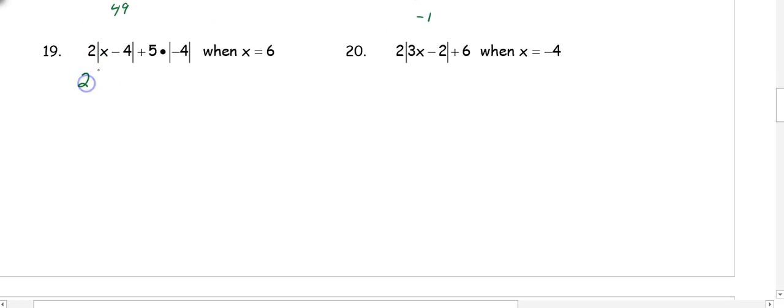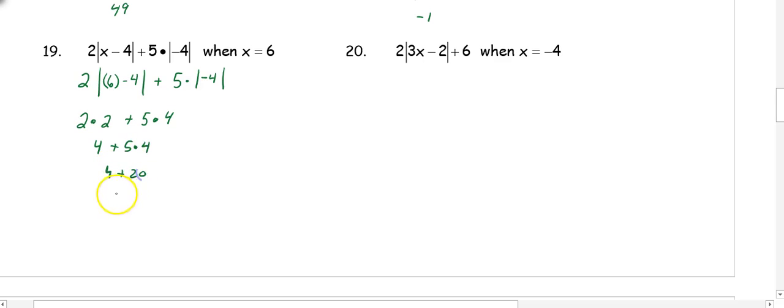So we have 2 times the absolute value of 6 minus 4 plus 5 times the absolute value of negative 4. So in the first absolute value, 6 minus 4 is 2, so we have 2 times 2 plus 5 times the absolute value of negative 4, which is positive 4. Then we're going to multiply, so we're going to do the first multiplication. 2 times 2 is 4, plus 5 times 4. Remember, we need to multiply the 5 and the 4 first, so we get 20. We add those together, our final answer is 24.